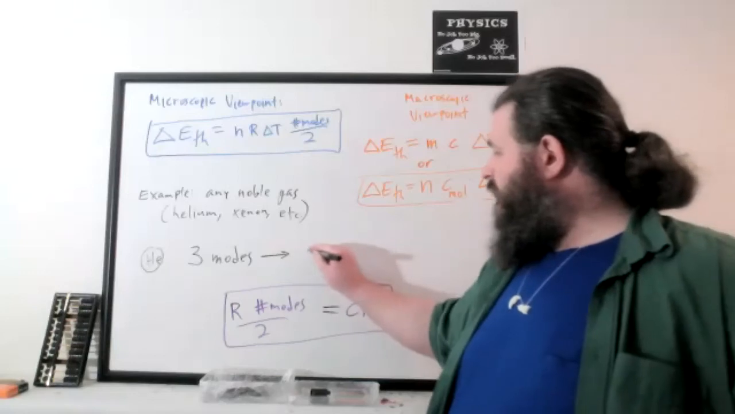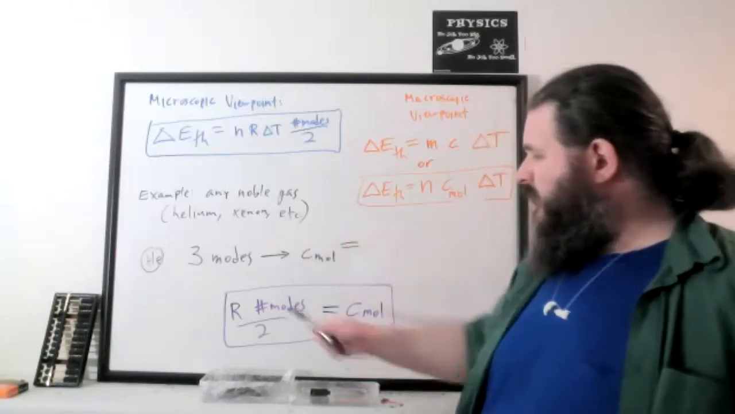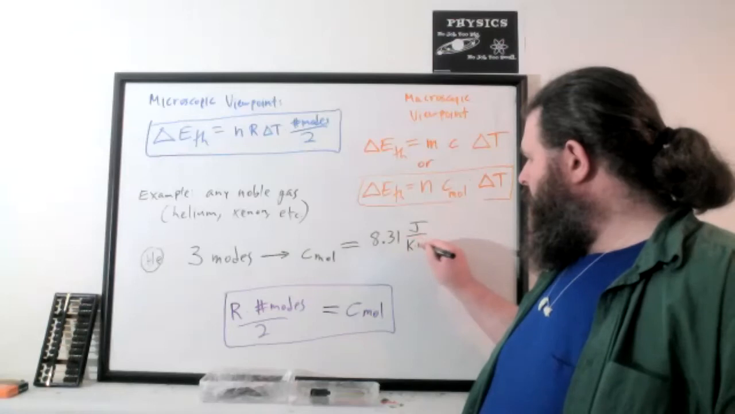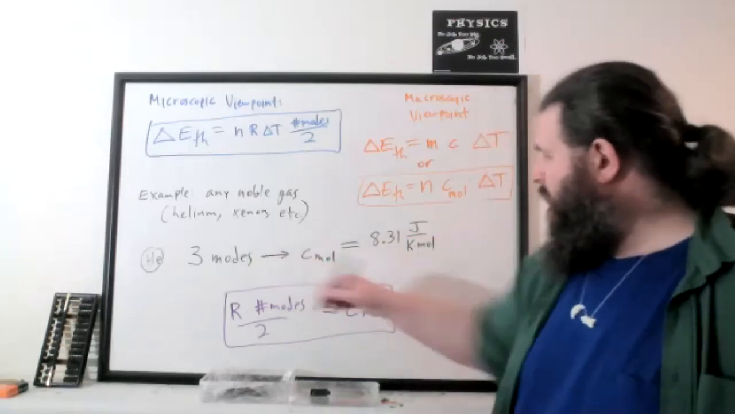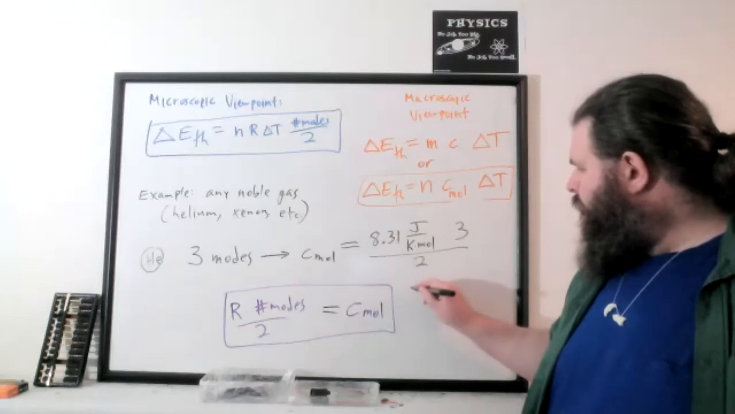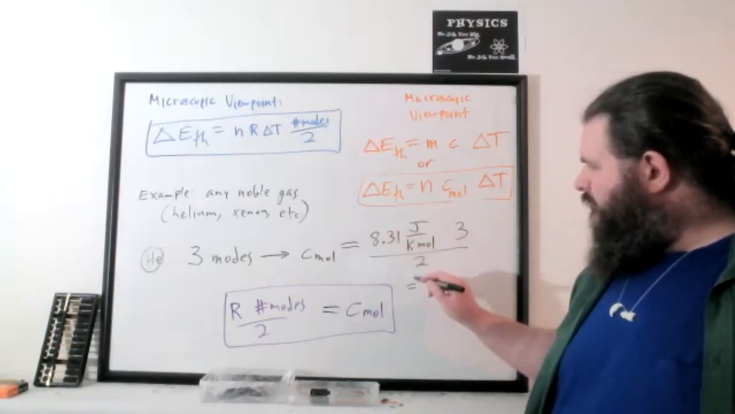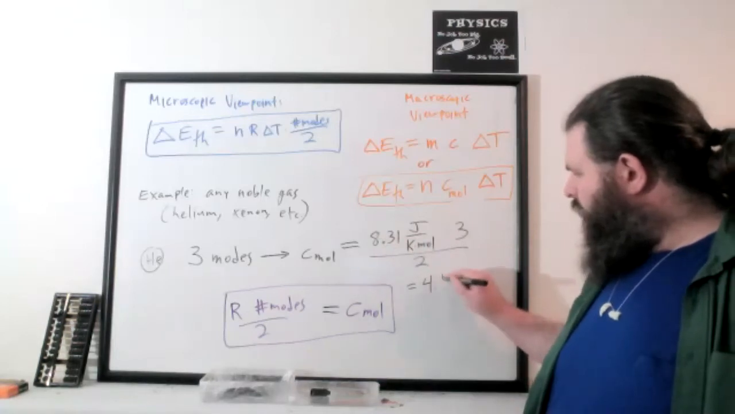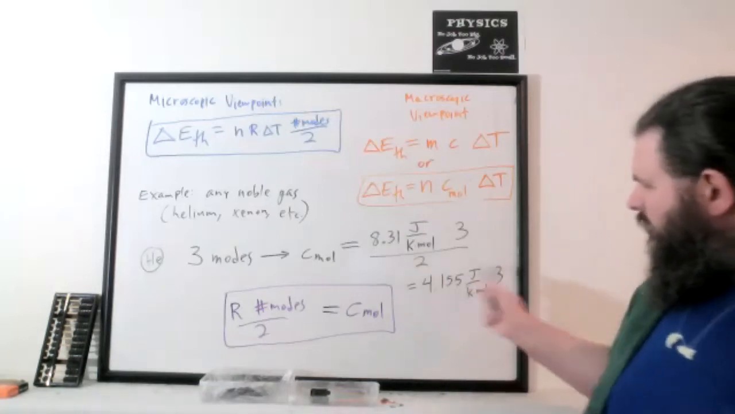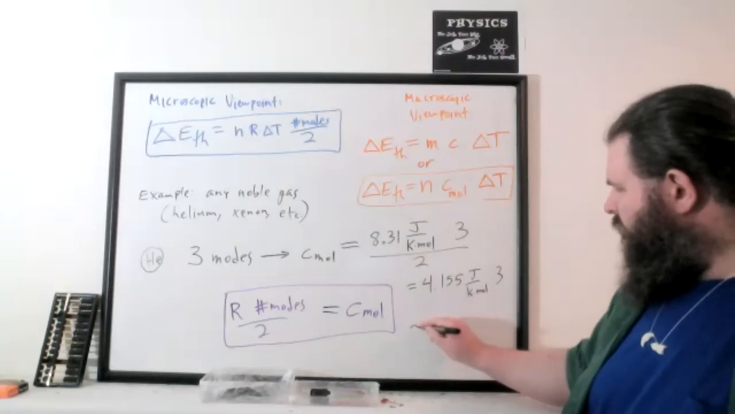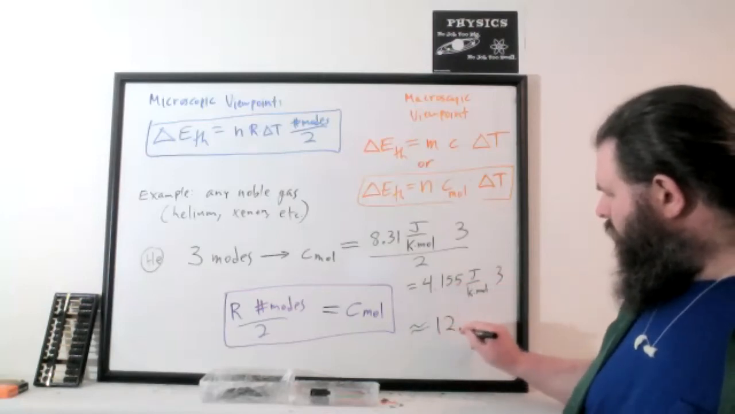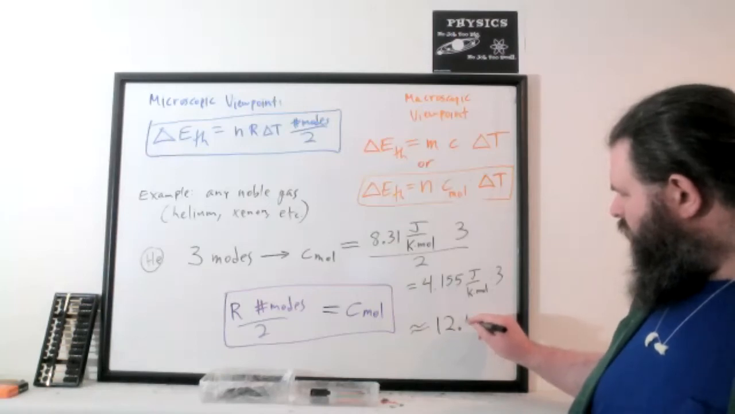We should then be able to find its molar specific heat by just taking R, which is 8.31 joules per Kelvin mole, times number of modes, which is 3, and then dividing by 2. So that'll be 8.31 over 2 would be 4.155 times 3, so it'd be 12.6. Is that right? 12.3. About 12.4, 12.5.